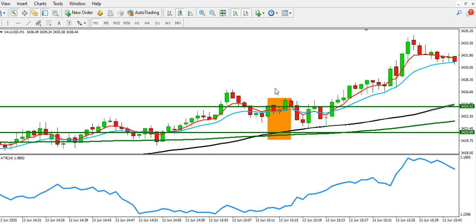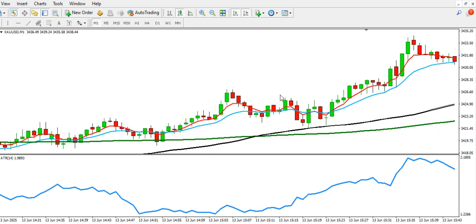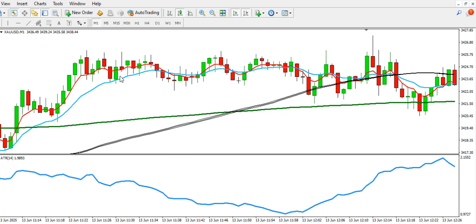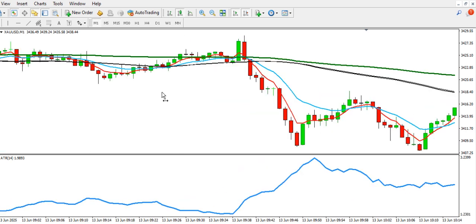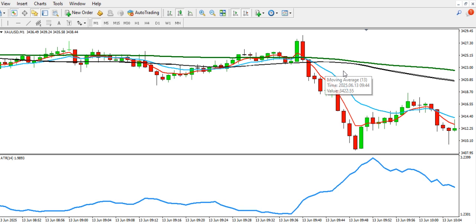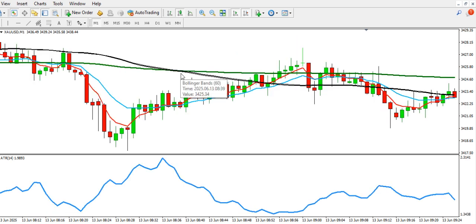But let's look at the downtrend scenario. Do we have any downtrend scenario for price of gold? We are on the 5 minutes time frame. Now this is a downtrend scenario. This is the green 200 period moving average, and this is the Bollinger Band. These are the 5 period and the 13 period moving averages. So all crossed below at this particular point.